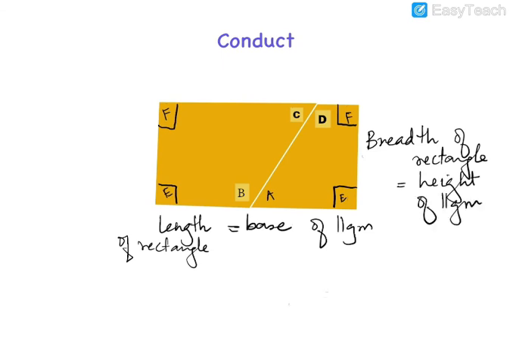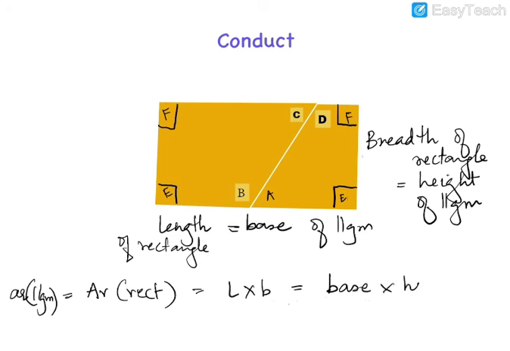Area of this rectangle is given by length into breadth, and this rectangle is obtained from a parallelogram. So area of parallelogram is same as the area of rectangle. Replacing length with the base of the parallelogram and the breadth with height of the parallelogram, we get area of parallelogram as base into height.